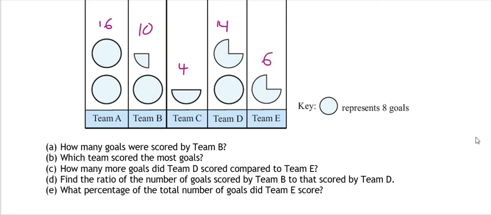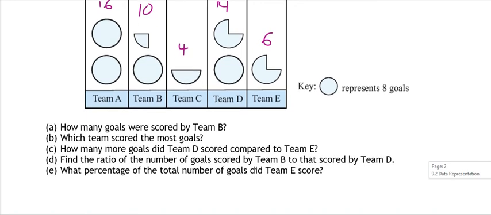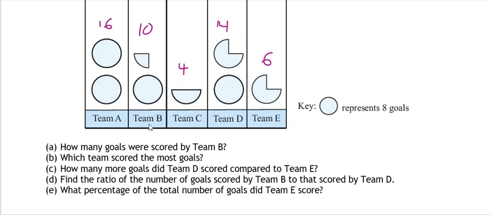Okay, let's answer the following questions. Okay, how many goals were scored by team B? So here you just have to look at what you have in team B. So you have 10, right? So the answer for 1 is 10 goals. Okay, so that's the first one. Okay, B, which team scored the most goals? So here you have to find out which team scores the most. So here the maximum or the highest number you see is 16. So this belongs to team A.